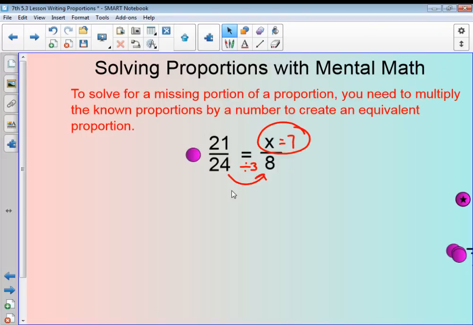So in this case, 21 divided by 3 would give us 7 for x. So 21/24 is the same as 7/8.